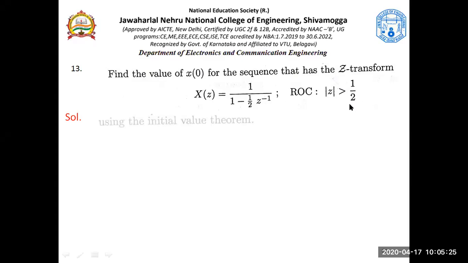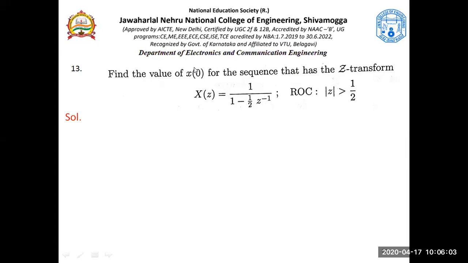Now we say directly using the initial value theorem, but you should understand how to use the initial value theorem. We need to have an x of n which is a causal sequence or a right-sided sequence. Only for a right-sided sequence can the initial value theorem be applied. x of 0 is asked to be found out. x of 0 is called the initial value of x of n.